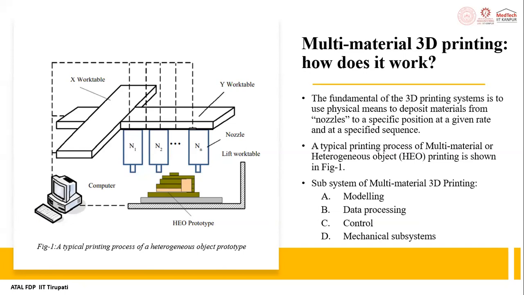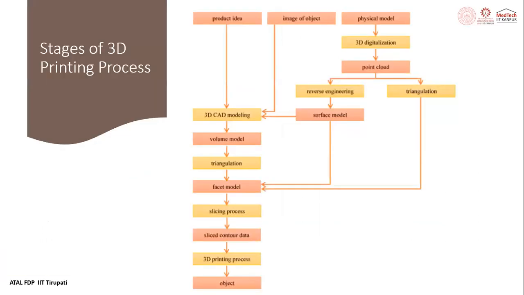If you have a liquid material, then they will have a plunger type. Through the plunger, they try to push the liquid, and that gets deposited on top of a table, and then you try to cure it. So a typical printing process of multi-layer or heterogeneous object printing is you will have these nozzles, with varying materials flowing in them.